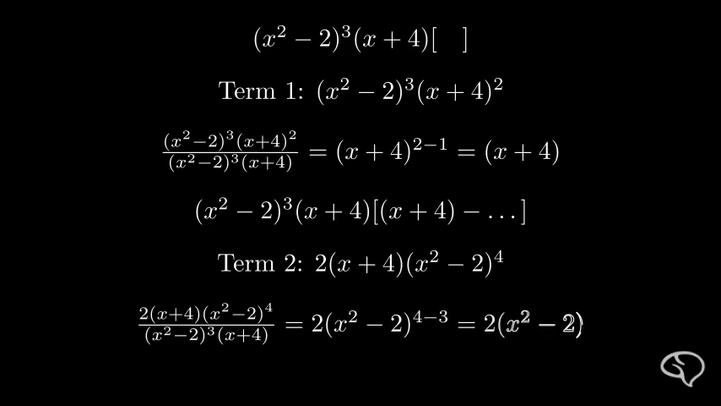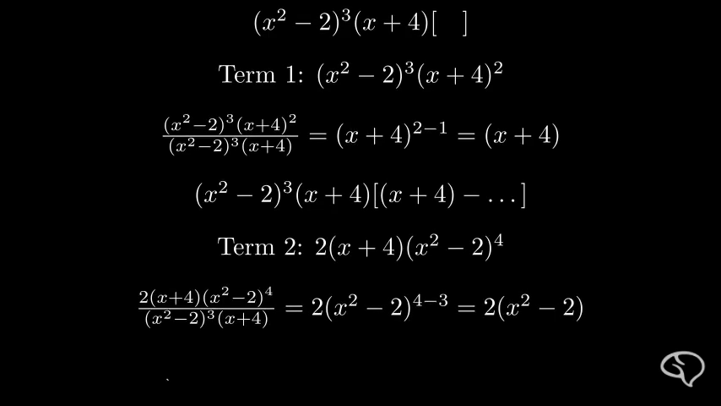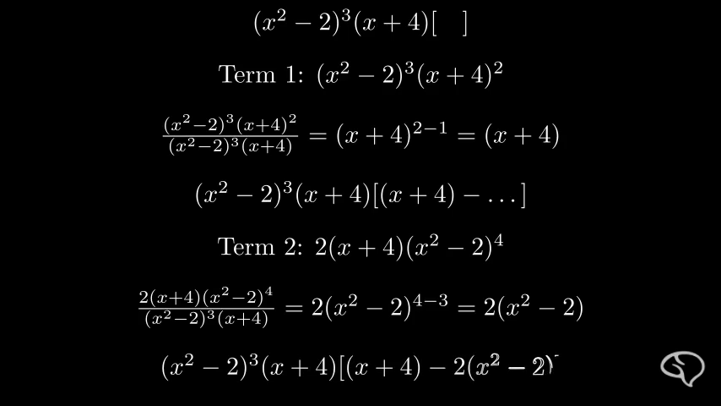So we're left with 2 times x squared minus 2. This is the second part of what goes inside our brackets. Putting it all together, our expression is now factored into (x squared minus 2) cubed times (x plus 4), all multiplied by the quantity x plus 4 minus 2 times (x squared minus 2). We've successfully factored out the GCF.